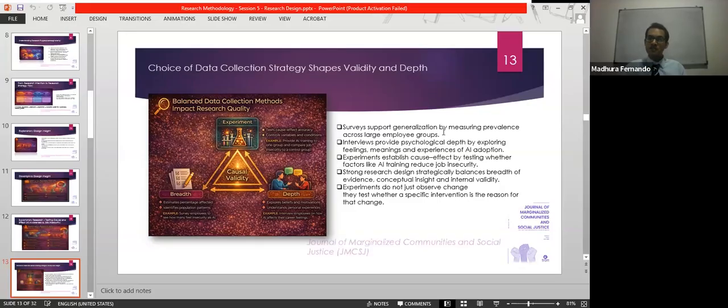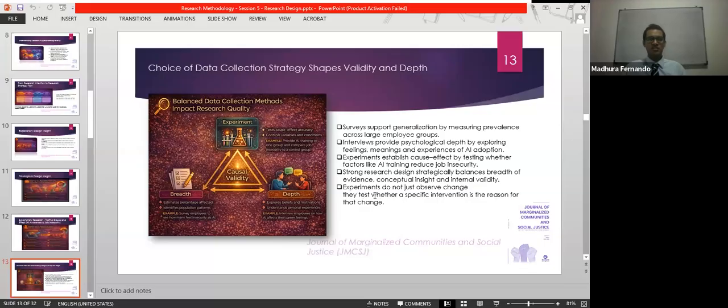Surveys support generalization by measuring prevalence across large employee groups. It is surveys that actually generalize your idea. Interviews provide psychological depth by exploring feelings, meanings, and experiences of AI adoption. Experiments establish cause and effect by testing whether factors like AI training reduce job insecurity, and strong research design strategically balances breadth of evidence, conceptual insight, and internal validity. Experiments do not just observe change, they test whether a specific intervention is the reason for that change, right?